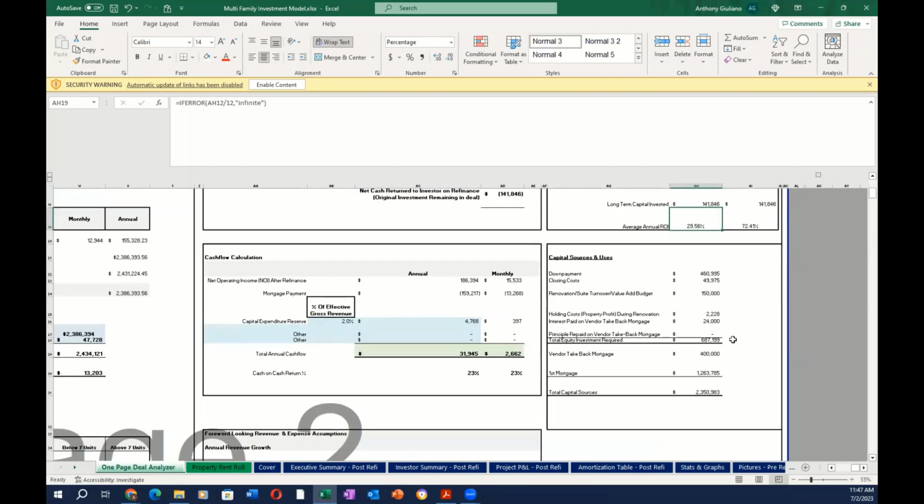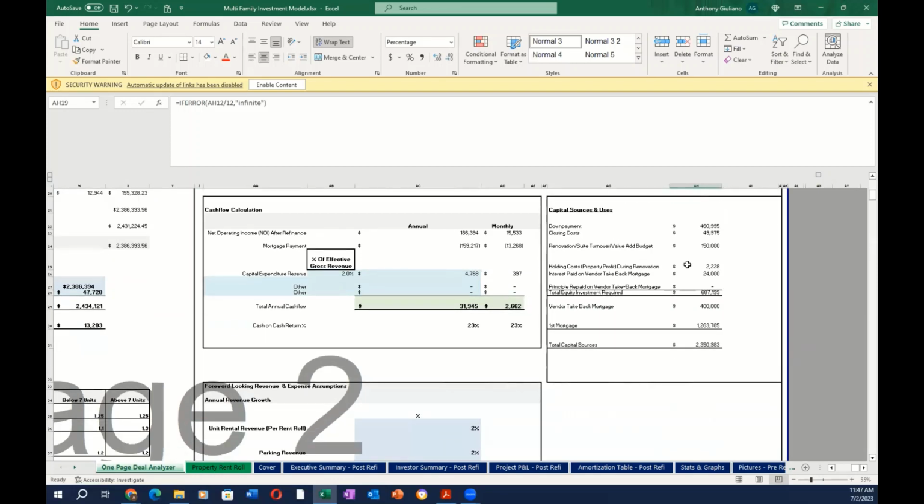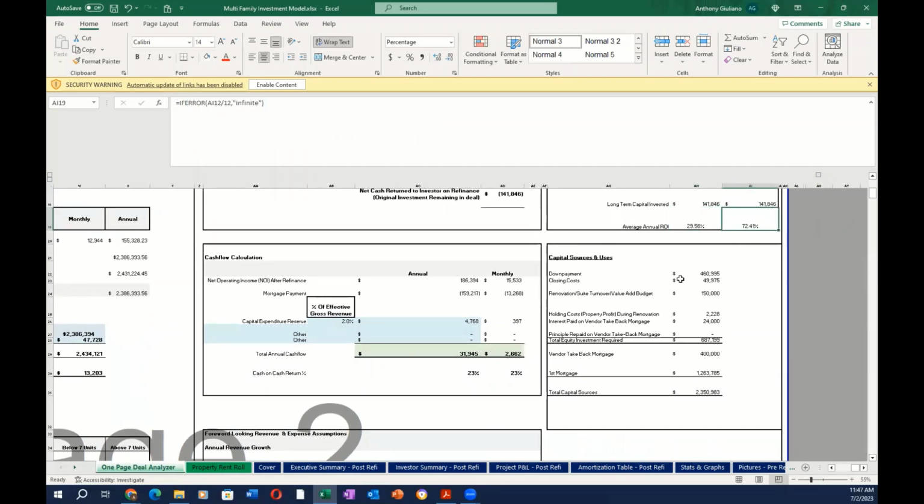And then there's also a summary here of all of your capital sources and uses. You can see over here where all the money went: the down payment, the closing costs, the renovations, the holding costs, the interest paid on the VTB mortgage. This was the equity required from you, the $687,000. Then there was the vendor take back mortgage that was used as a source, and the first mortgage. So you know that the total money to do this deal was about $2.3 million.